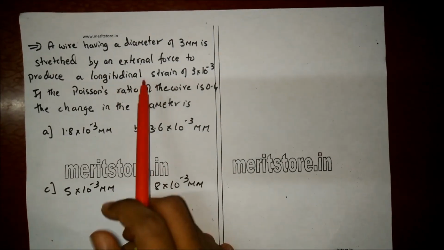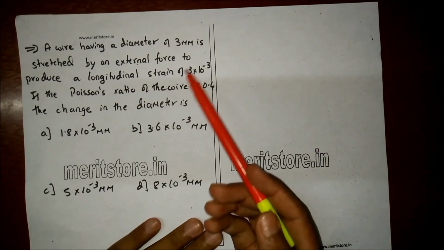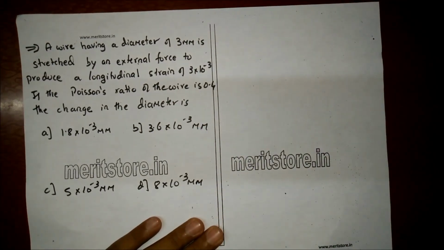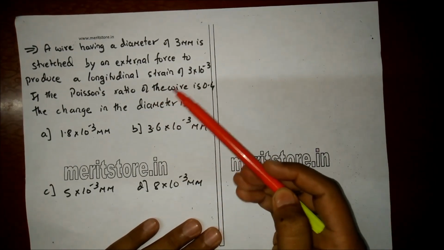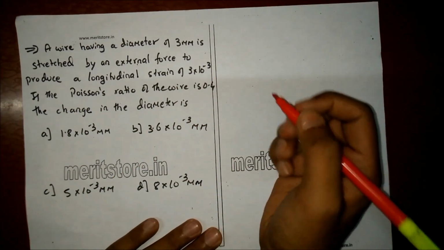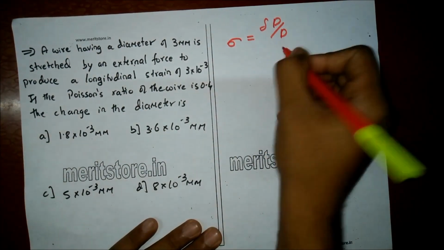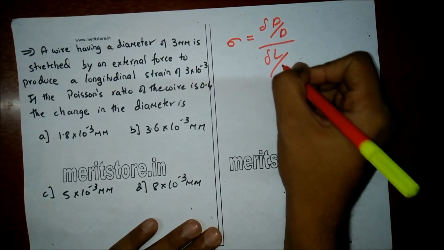A wire having a diameter of 3 mm is stretched by an external force to produce a longitudinal strain of 3 into 10 raised to minus 3. If the Poisson's ratio of the wire is 0.4, the change in the diameter is, here are the options. Now the Poisson's ratio is given by the change in the diameter upon the change in the length.